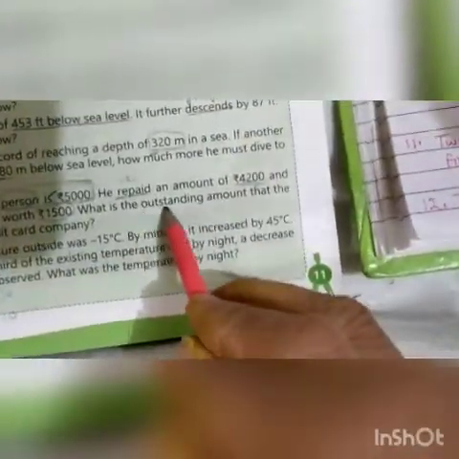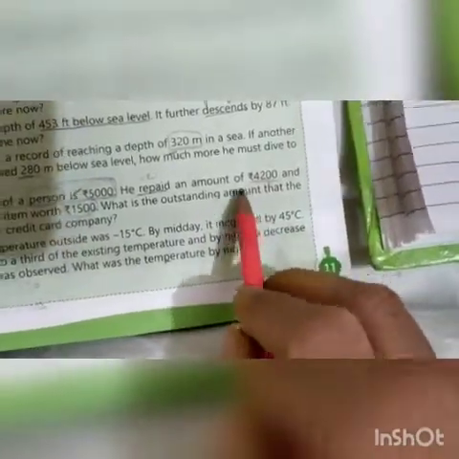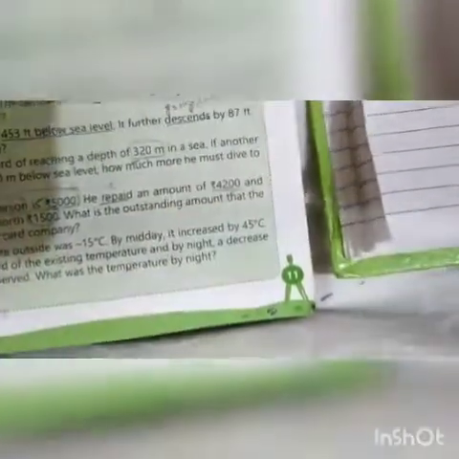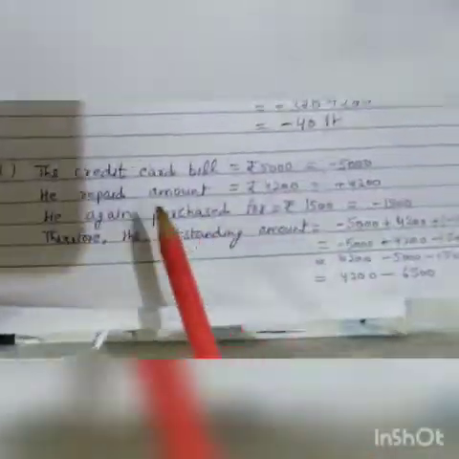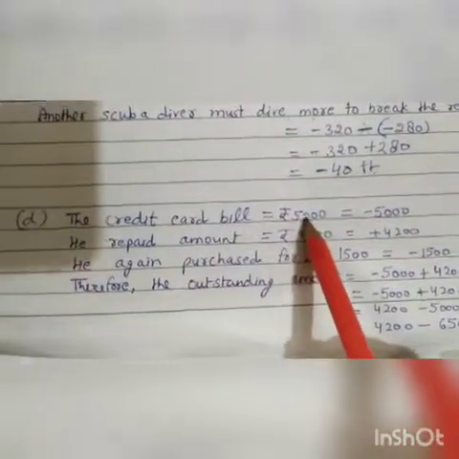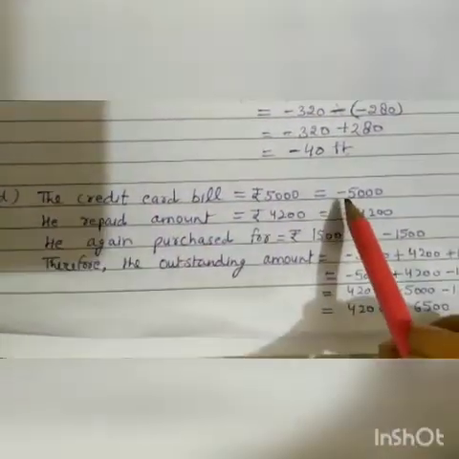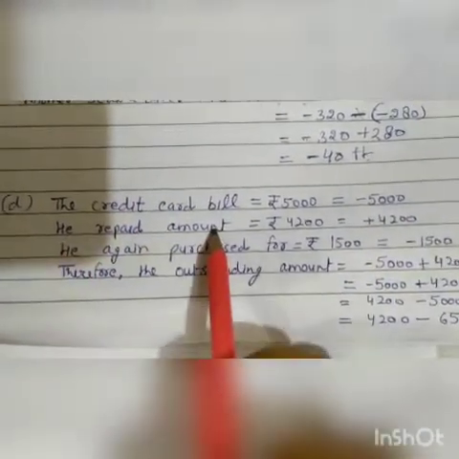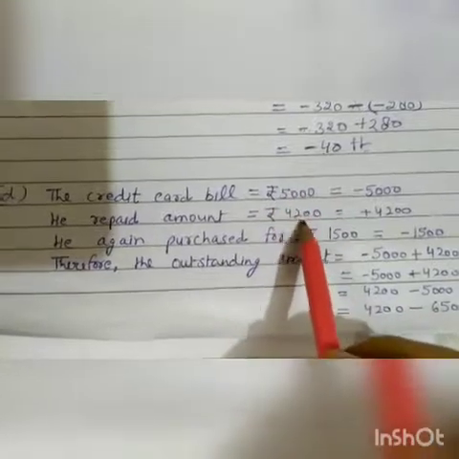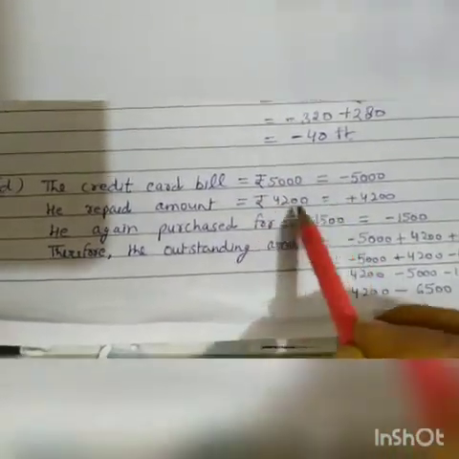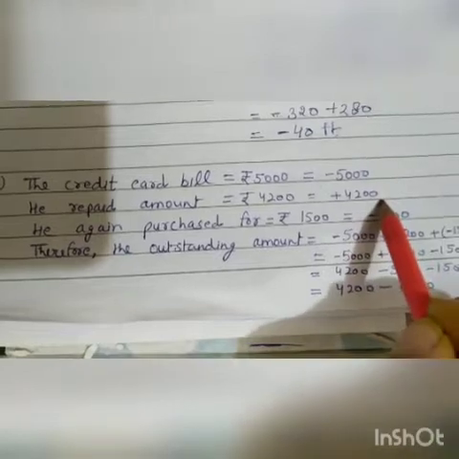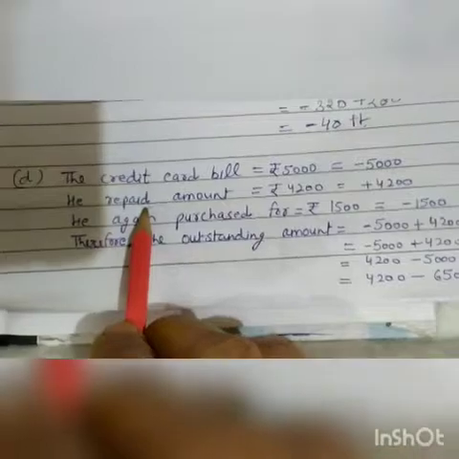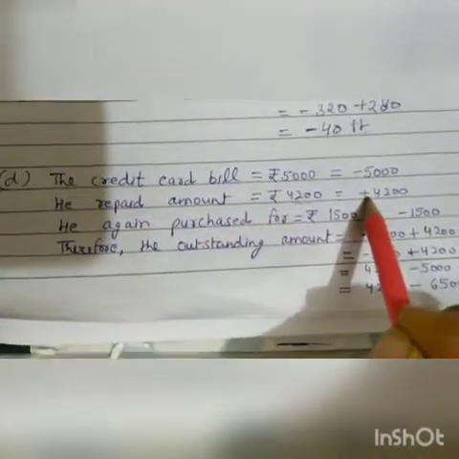Outstanding amount means the balance amount which the person has to return to the credit card company. So see here. The credit card bill is rupees 5,000. This is borrowed money, so we will show it with a negative sign, minus 5,000. He repaid an amount. Out of this 5,000, he repaid. He returned this much money, so we will show it as 4,200. If he is returning, it means he is depositing, so we will show this amount with a plus sign.